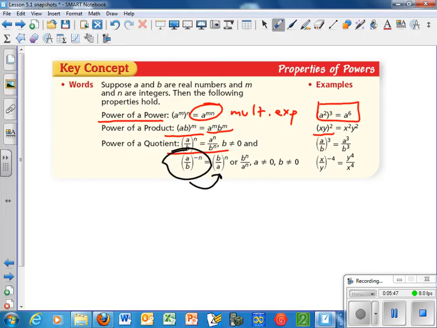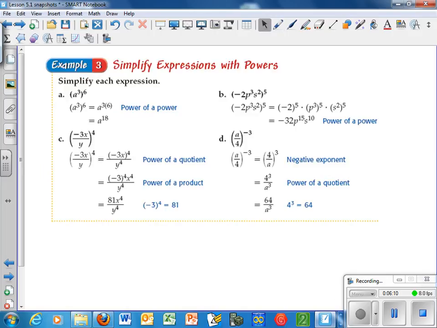Okay, kind of what we did right here. If you notice, if you have x over y to the negative fourth, that basically becomes y over x to the positive fourth, which then becomes y to the fourth and x to the fourth. Because it's power to a power, each of those are exponents of 1. Okay, so here's some more examples to look at.